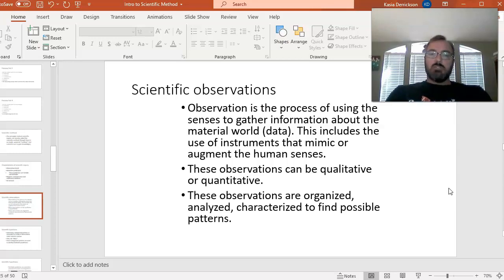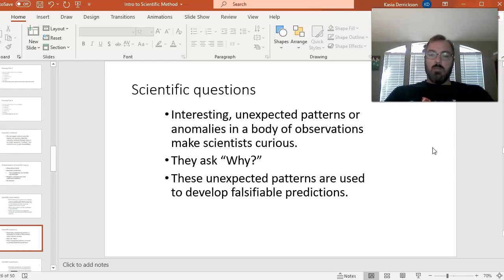Okay, observations are the process of using a series of experiments to gather information. We use our senses to get this information. We have instruments sometimes to help us accentuate our senses. And a lot of times we want these to be quantitative, but sometimes they can be qualitative, right? So qualitative is like a yes or a no, or like color or something like that. And then these observations are organized to try and find a pattern. All right, we're looking for those patterns in what we see a lot of times. So when we find that pattern, then we want to explain it. All right, why would this be the case?